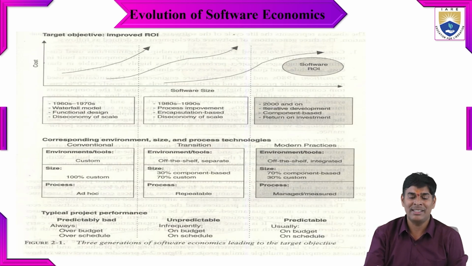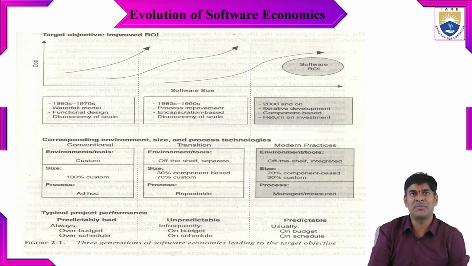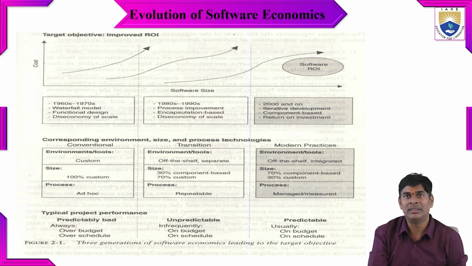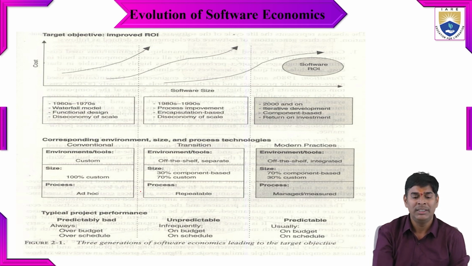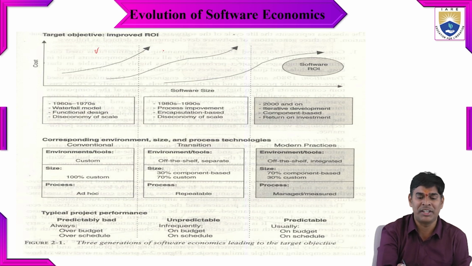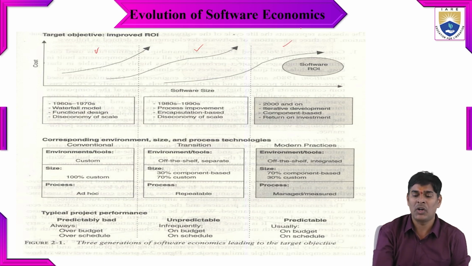So here in this picture, we can see three generations of software economy leading to the target objective. Here we have the x-axis and the y-axis. On the x-axis we have the software size, and on the y-axis we have the cost, and there are three generations: the first generation, second generation, and the third generation.